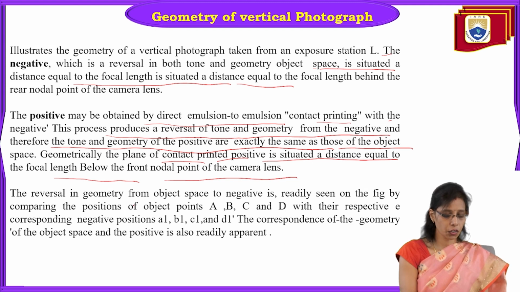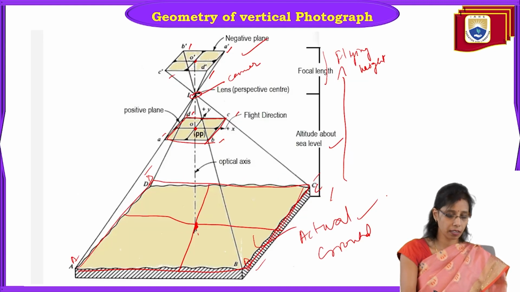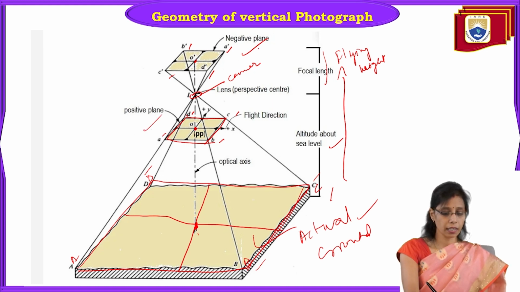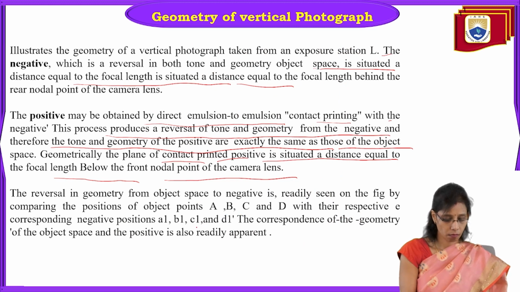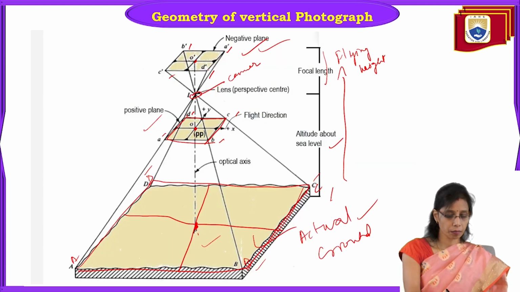The reversal in the geometry from the object space to the negative is readily seen in the figure. So you can see the reversal here. This is the positive plane, this is the negative plane, and this is the actual plane. It is figured by comparing the positions of object points A, B, C, D with their corresponding negative positions A1, B1, C1 and D1.